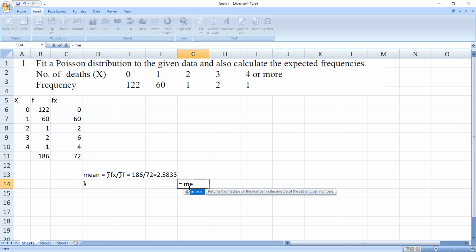So we get 0.3871. 72 divided by 186. So 0.3871. Okay.